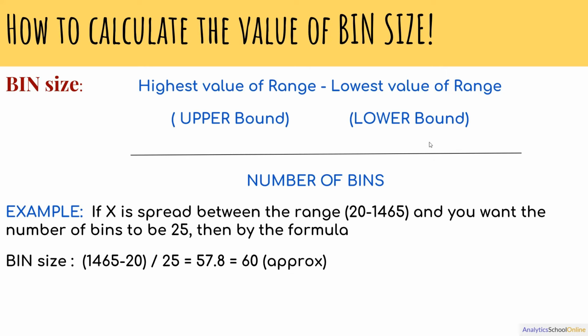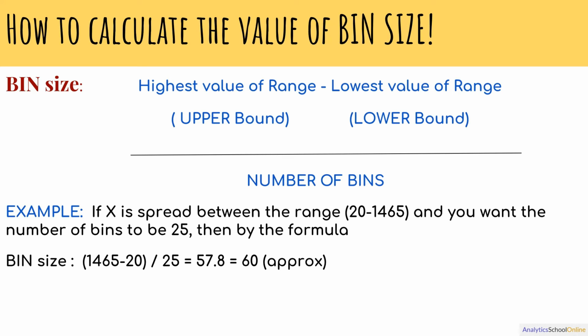Just to give you a random example, if x is spread between the range of 20 to 1465 and you want the number of bins to be 25, you can actually work with many more examples and variations of the number of bins to get the best visualization of the histogram. Let's say it's 25, so you calculate the bin size by subtracting 20 from 1465, which is your upper bound minus lower bound, and dividing by the total number of bins, which is 25, and you get a value of 57.8. So basically you're going to have 60 as the width of your bins.